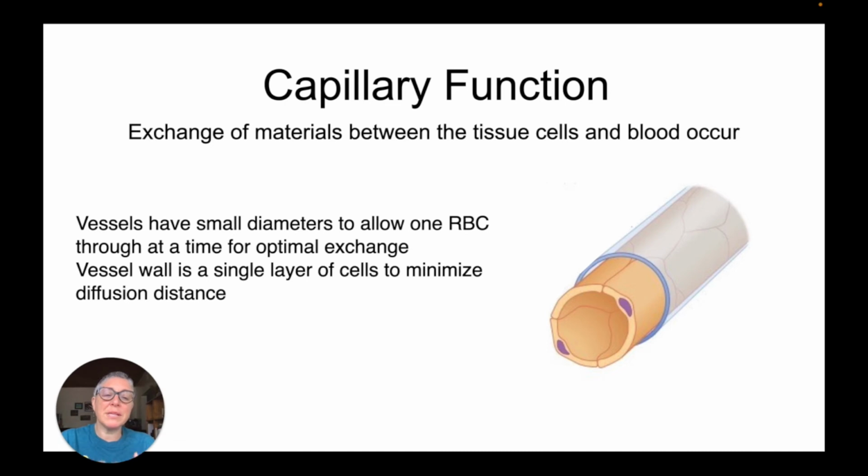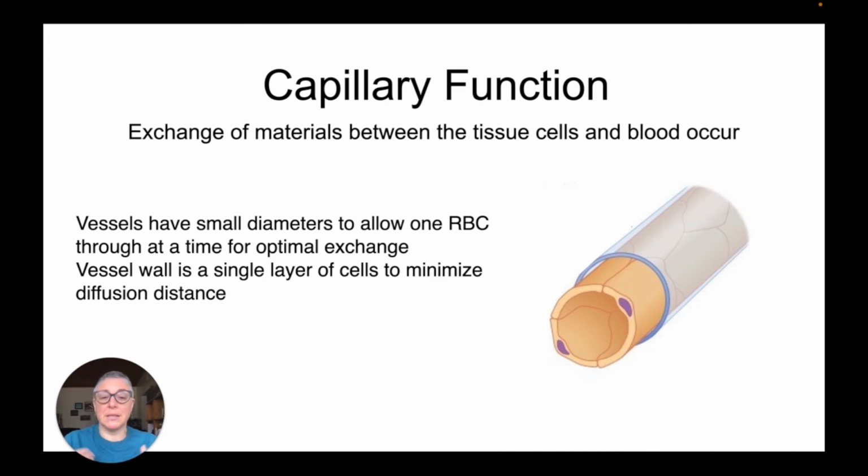And the vessel wall, the endothelial layer, is a single layer of cells, and that's going to minimize the diffusion distance for both oxygen moving in or out and for waste like carbon dioxide or other waste materials like urea to get out of the organs that are producing those materials, or to get out into wherever it is that they need to go.